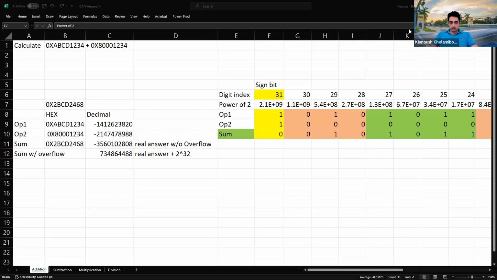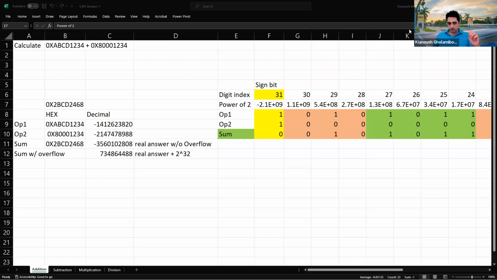This video illustrates how computer hardware calculates addition of two numbers, subtraction of two numbers, multiplication of two numbers, and division of two numbers, both the quotient and the remainder. So in order to explain each of these four operations or five operations, I use a simple example.